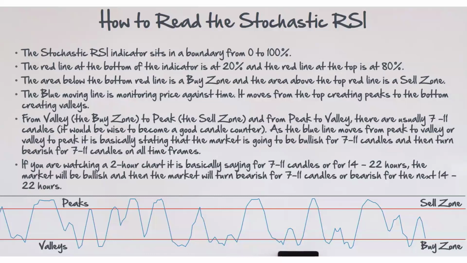So if you are watching a 2-hour chart, it's basically saying that for 7 to 11 candles, that is 14 to 22 hours, the market will be bullish. And then the market will turn bearish for another 7 to 11 candles, which is another 14 to 22 hours. Okay, so that's the implication.